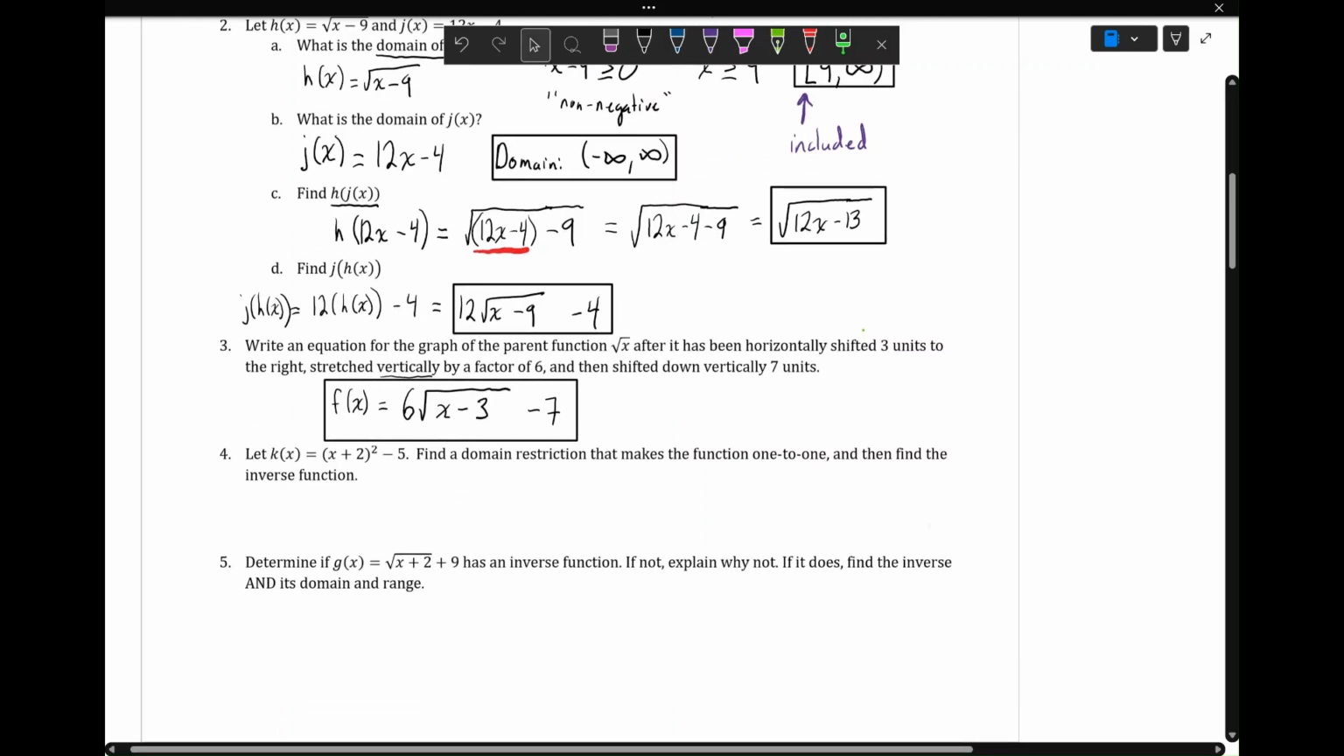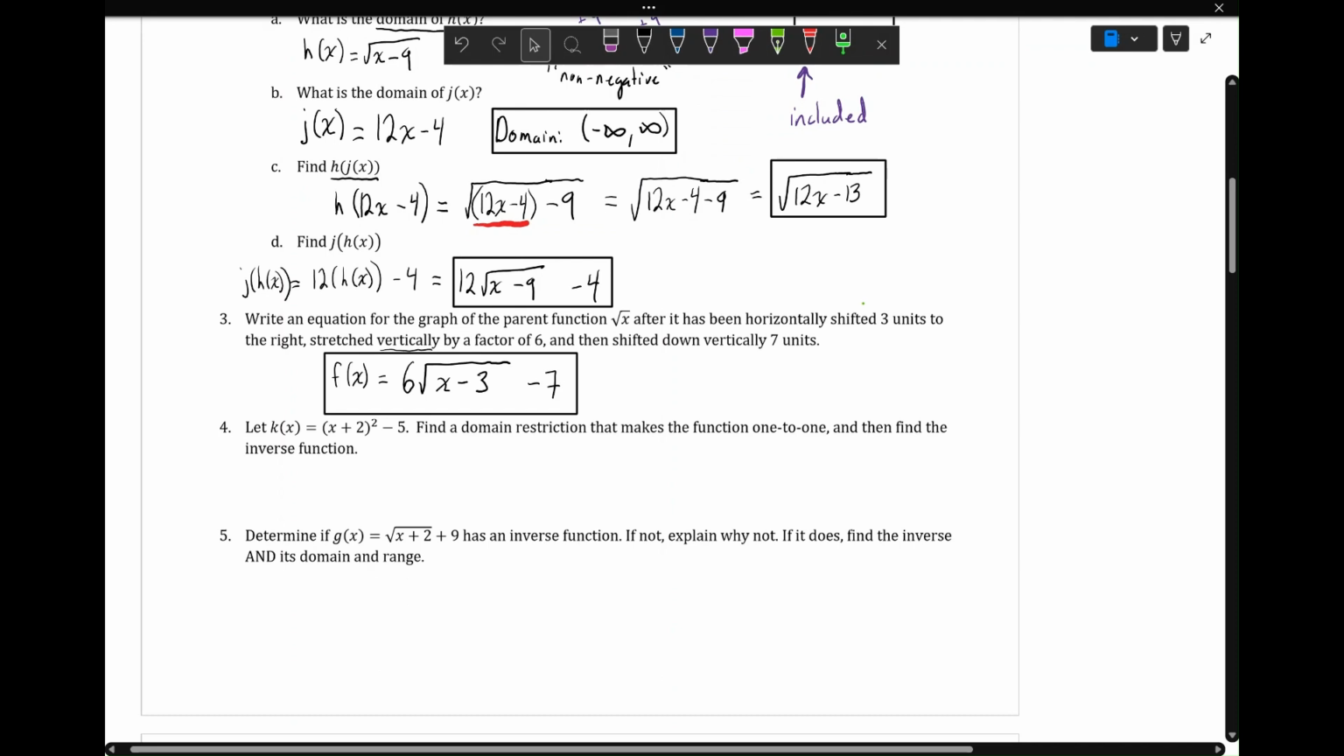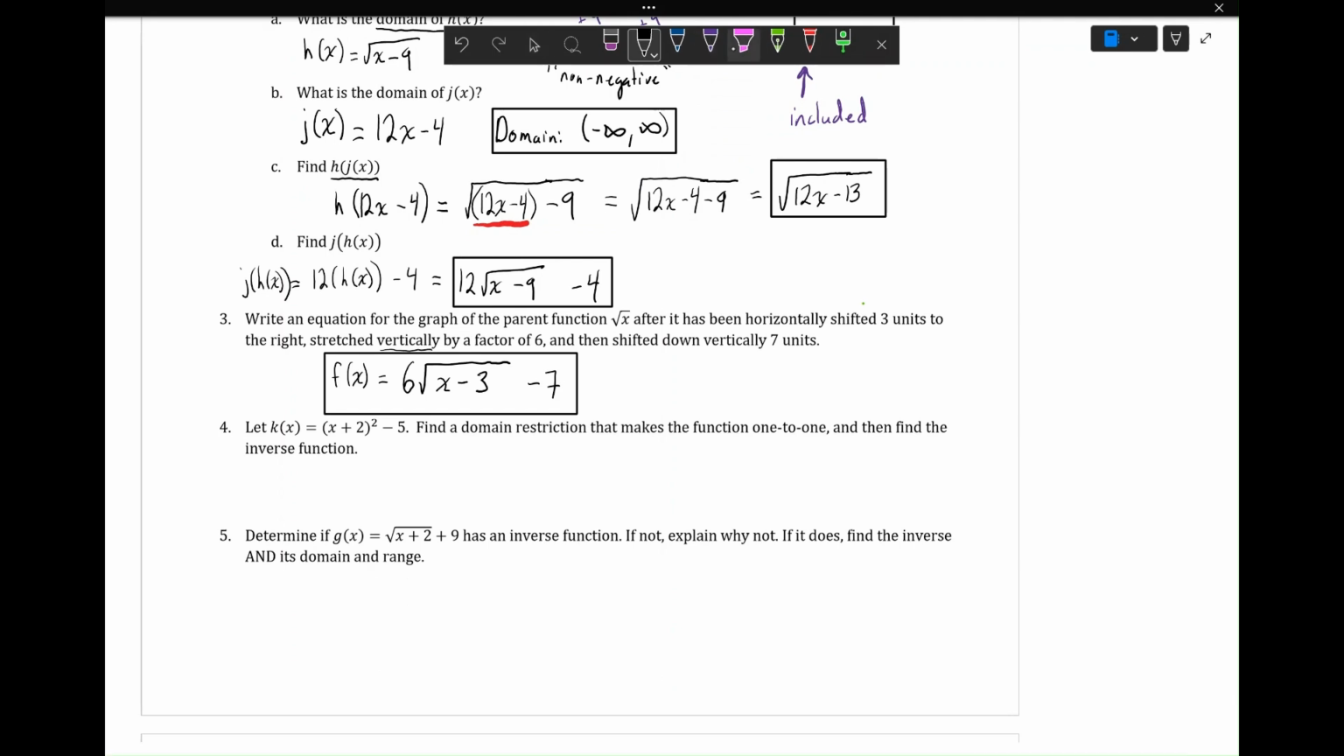Now let's look at inverse functions. So we have a quadratic function. Our instruction is we need to find a domain restriction that makes the function 1-to-1. Now you may wonder why. Well, let's draw a rough graph of this function. I'll draw it over here on the right.